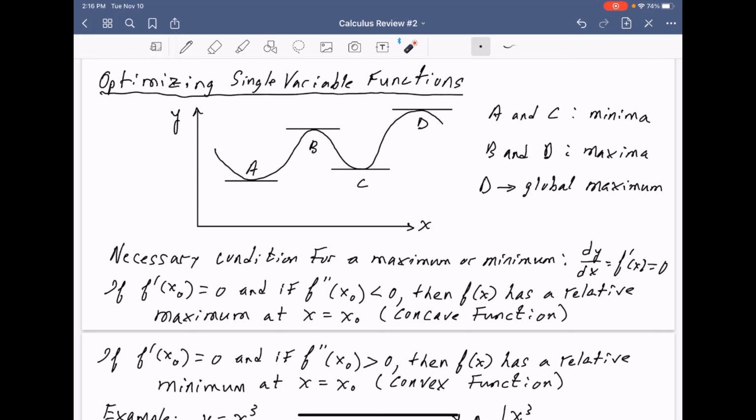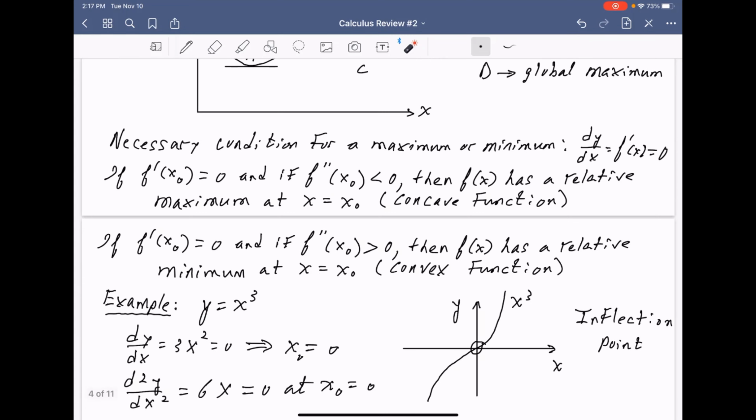However, a necessary condition for a maximum or a minimum is simply that you set that first derivative, dy/dx, which we denote f prime of x, equal to 0. If f prime of any particular value x0 is 0, and if the second derivative of that function at x0 is less than 0, then f(x) has a relative maximum at x equals x0, and the function is concave in that particular region. So in these two regions, it'll be concave.